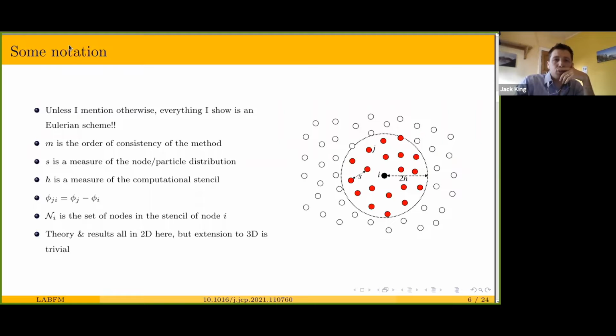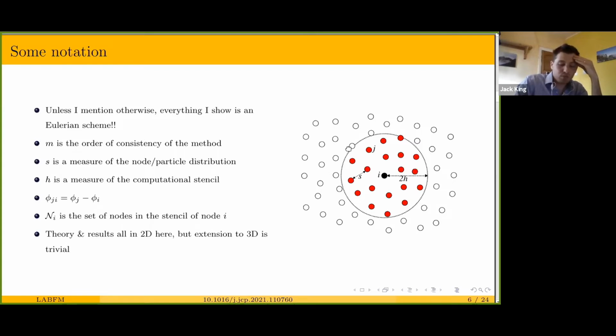So before I move on to the actual method, I'll just briefly run through some of the notation that I'm going to use. Firstly, everything I show here is going to be in an Eulerian scheme with fixed particles or nodes, unless I specifically say otherwise. M represents the order of consistency of the method. So that is the maximum order of a polynomial for which the method is exact, which means our gradient operators should converge with resolution to the power of m, and our Laplacians with resolution to the power of m-1.